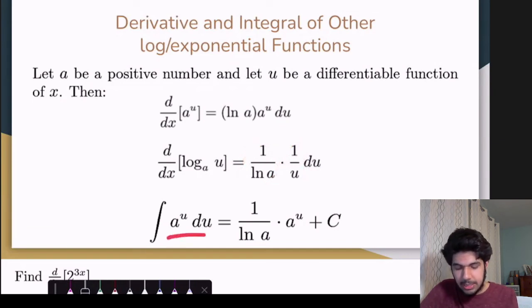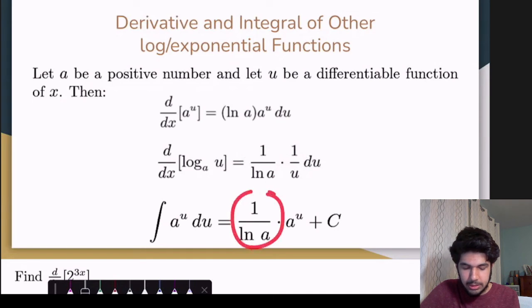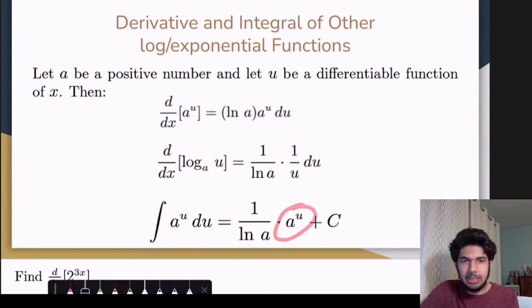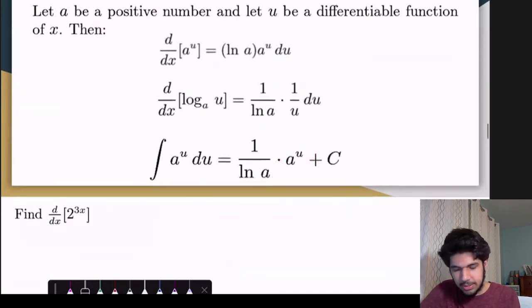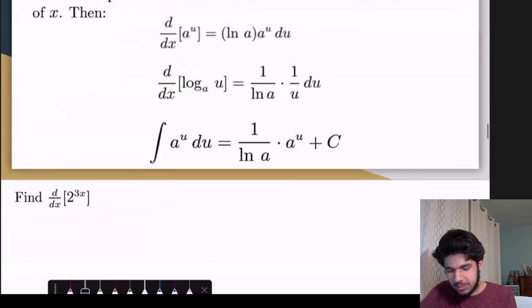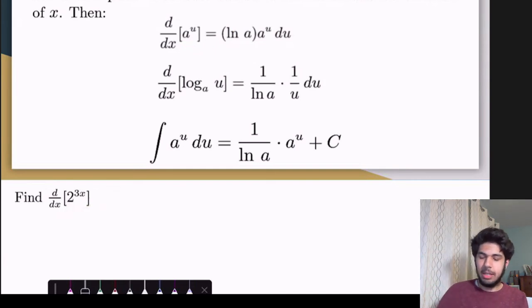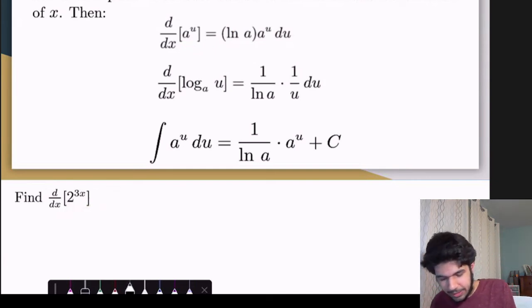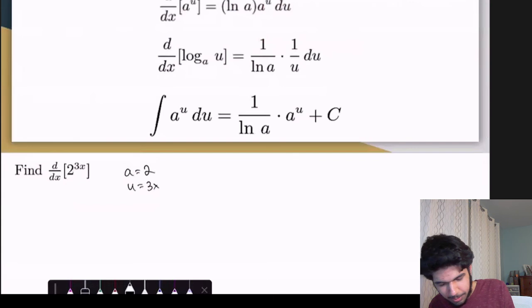And then here we're taking the integral of a to the u, and this is similar to above, where it's 1 over ln of a, but then we keep this a to the u term. So let's do it in practice, and we'll do this first example. This first example is similar to the first thing listed in our properties, where we have a equals 2 and u equals 3x.